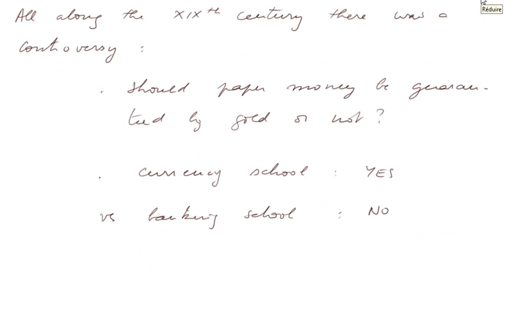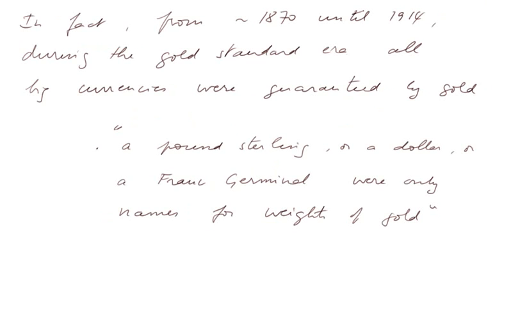All along the 19th century, there was a controversy called the Bullion Controversy. It was this: should paper money be guaranteed by gold or not? The currency school said yes, and the banking school said no. And I'm simplifying, it's a long story. Here, what I want is that we understand a little better what is cash. In fact, from about 1870 until 1914, that is World War I, during what's called the gold standard era, all big currencies were guaranteed by gold. And it has been said by a famous economist that a pound sterling or a dollar or a franc germinal were only names for weight of gold.